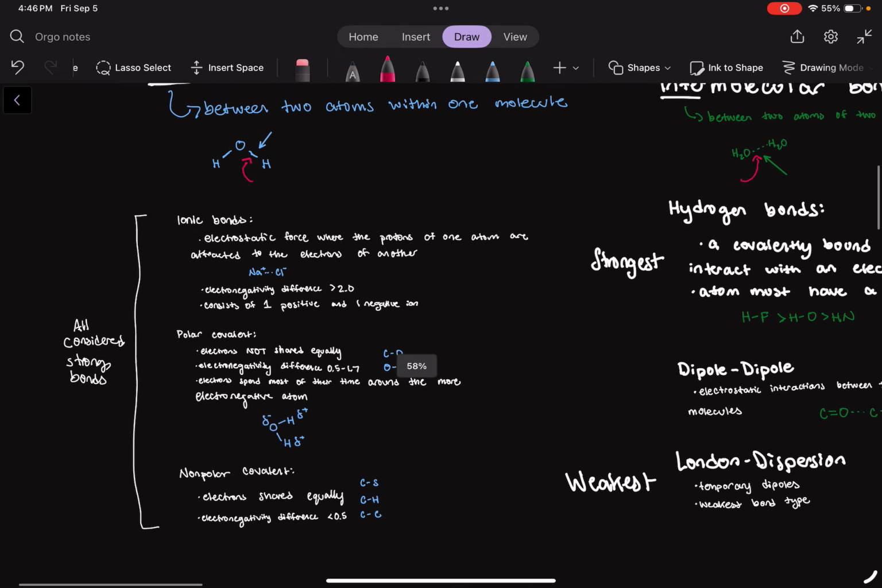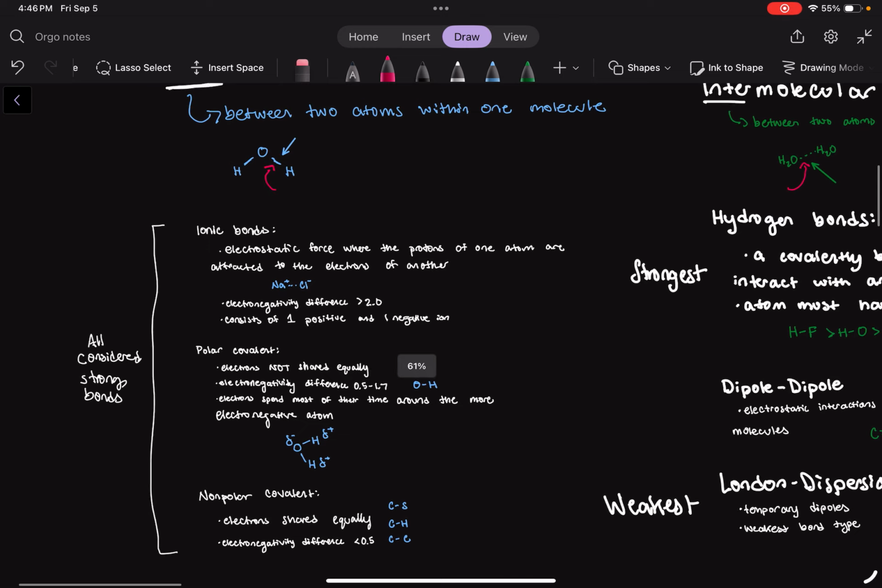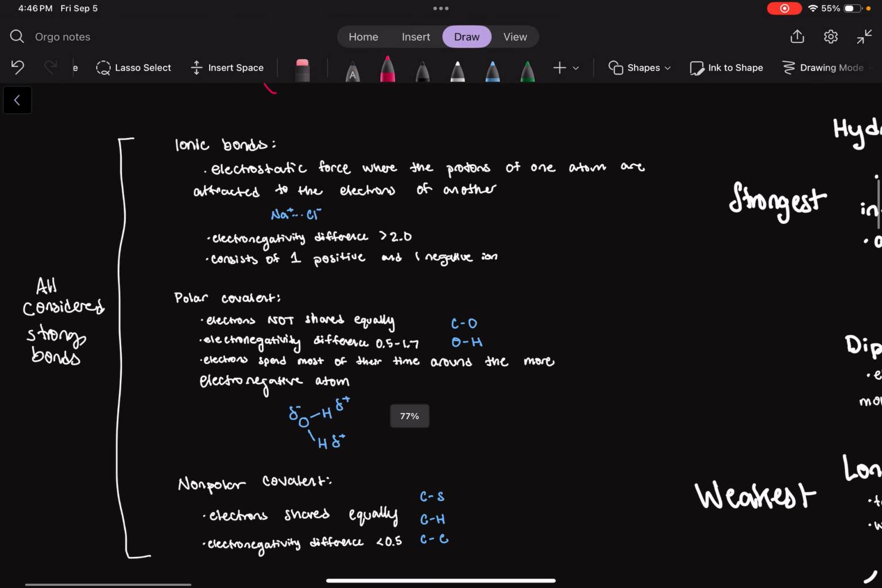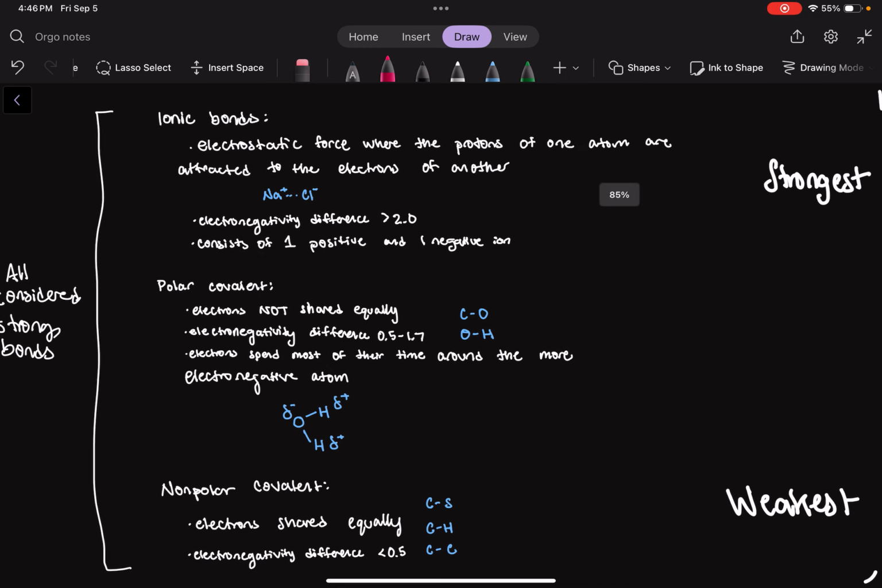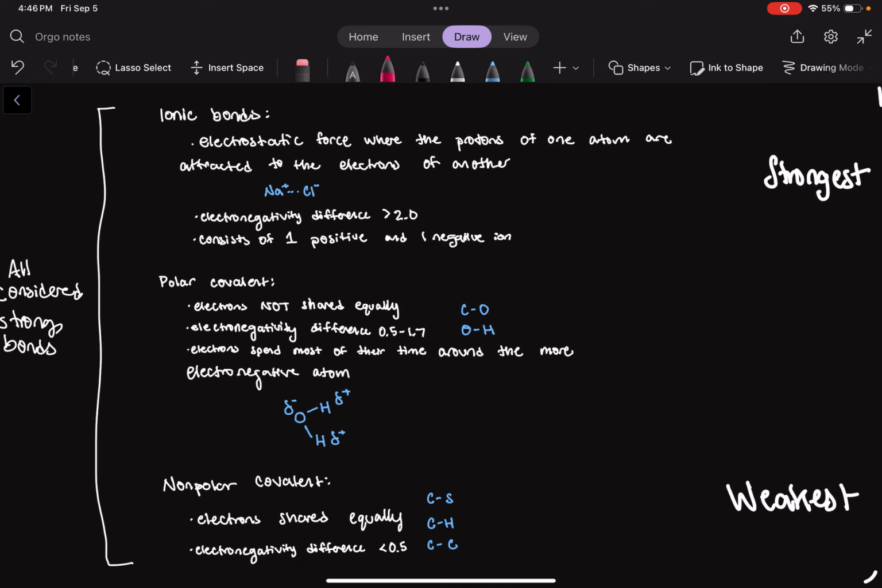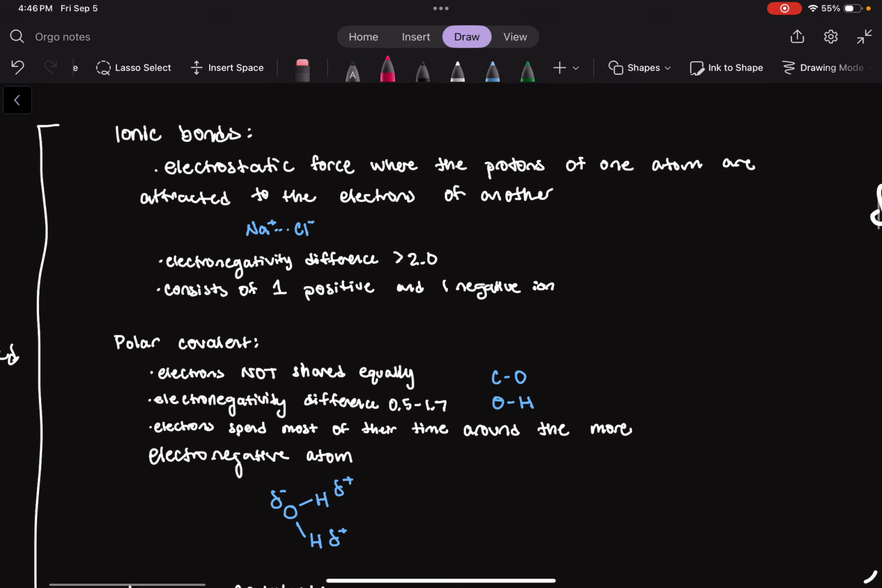So, looking at the three main types of intramolecular bonds that we're going to be thinking about in Orgo, these are all considered fairly strong bonds where the strength might bleed into each other a little bit, so we don't want to make a strict separation, but these are kind of ranked by how much the electrons are shared between the atoms. So in ionic bonds, this is an electrostatic force where the protons of one atom are attracted to the electrons of another. What that really means is that the electronegativity difference is going to be great. This is ones where the electronegativity difference is above 2.